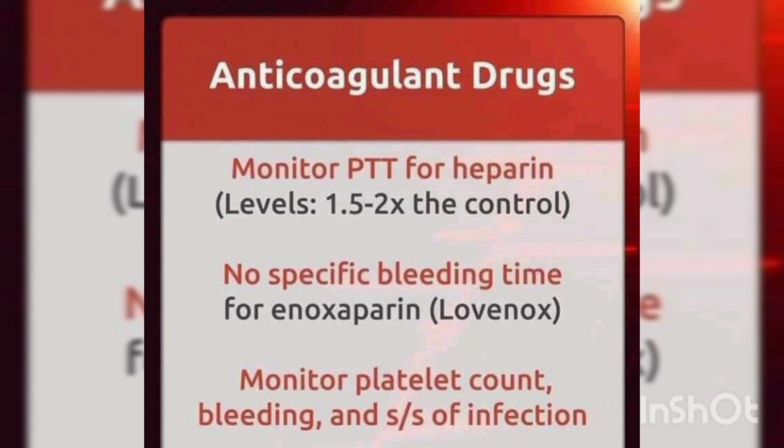In anticoagulant drugs, you have to monitor prothrombin time for heparin, where the normal level is between 1.5 to 2 times the control, and no specific bleeding time should be monitored for enoxaparin. Monitor platelet count, bleeding, and silent symptoms of infection.